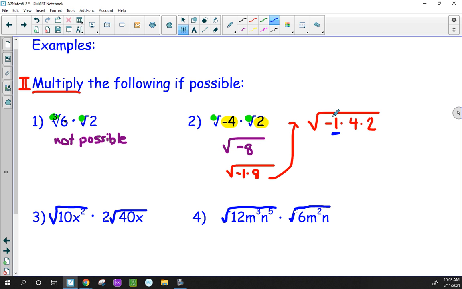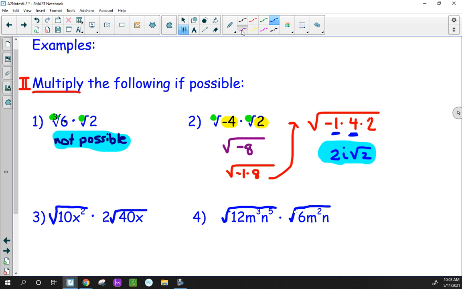We know the square root of -1 is imaginary. We know the square root of 4 is going to work out nicely. 2 is not, so we're going to leave it underneath the radical. So the answer to my example 2 would be the square root of 4 is 2, the square root of negative 1 is i, and this 2 stays underneath the radical symbol. So 2i radical 2 is the answer for question 2.